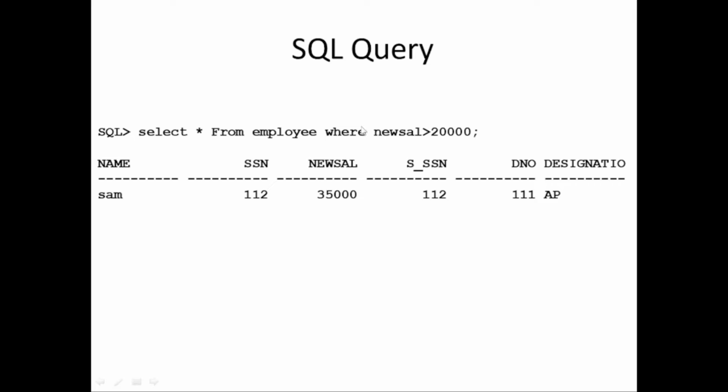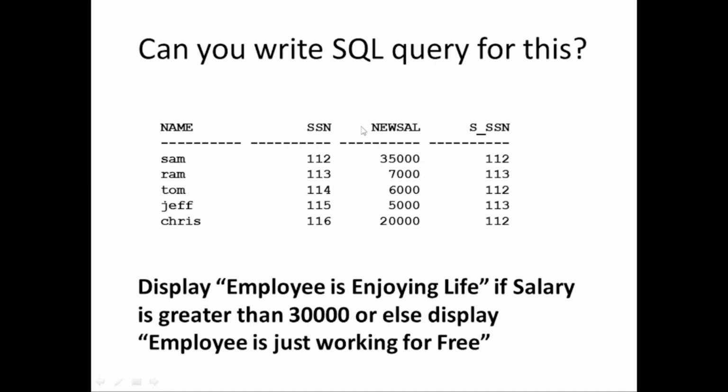But then what if you're asked to do something like this? Can you write SQL query for this? Say you fetch the employee salary. If salary is greater than 30,000, then you have to display employees enjoying life. If salary is lesser than 30,000, you have to say employees just working for free. Can you write SQL query for this?